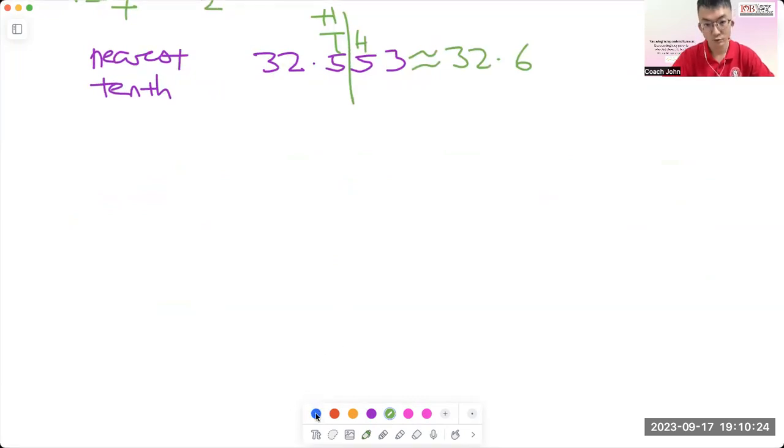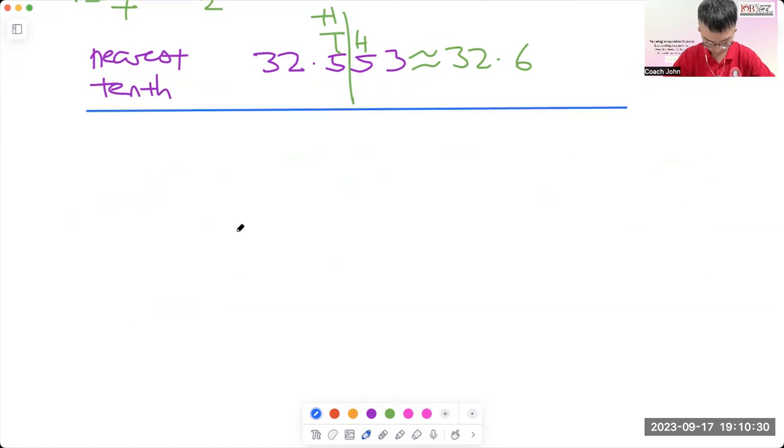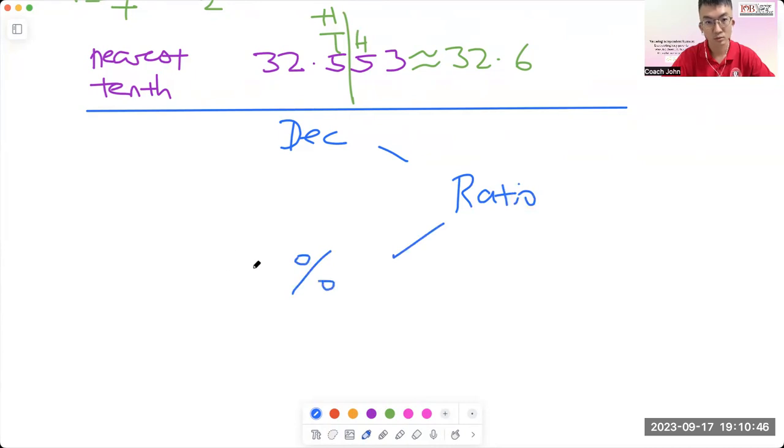Okay, wait. Before I cover that, let's continue to cover these basic ones. Okay, so remember the conversion. You need to be able to convert between decimal, to ratio, to percentage, to fractions. Okay, back to decimal.